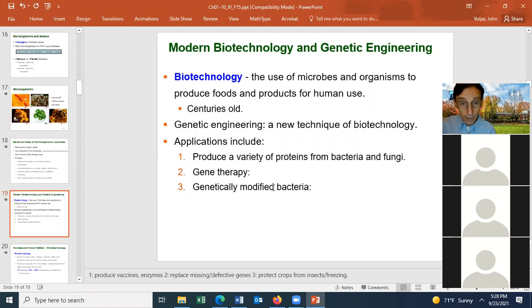We do genetically modified bacteria to protect crops from insects, coat the crop with the bacteria, or to coat the crop with the bacteria and then help the crop from freezing. So genetically modified bacteria.